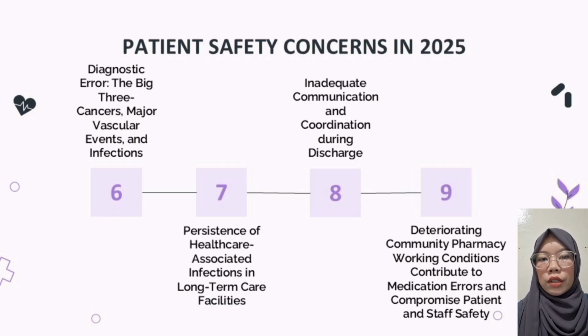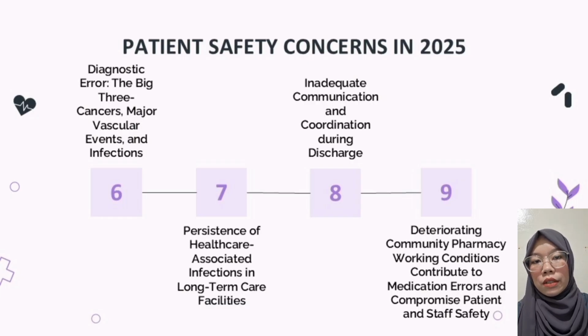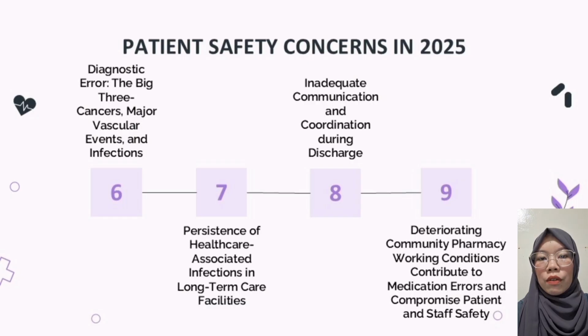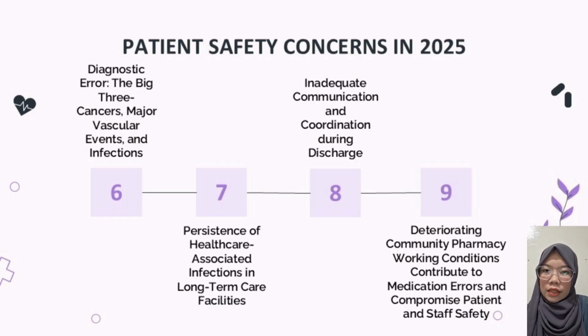Example, failure to order, collect, and process diagnostic and laboratory tests, inadequate medical history and physical examination, failure to manage referrals and follow up with the patient. Number 7 is persistence of healthcare-associated infections in long-term care facilities, or what is called the HAI. So according to the Center for Disease Control and Prevention, or CDC, every day, 1 in 43 nursing home residents contracts an HAI. So HAI, or the healthcare-associated infections, are infections that a resident develops from complications of healthcare.